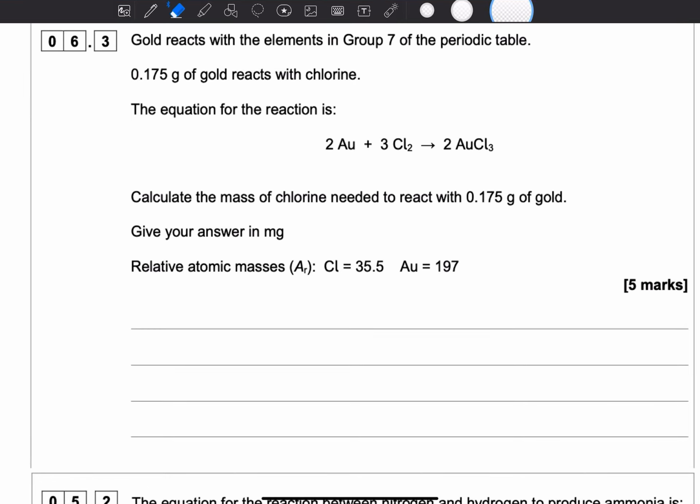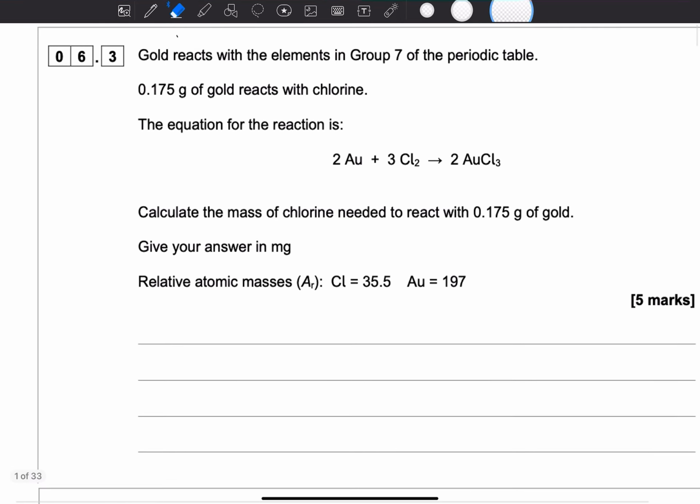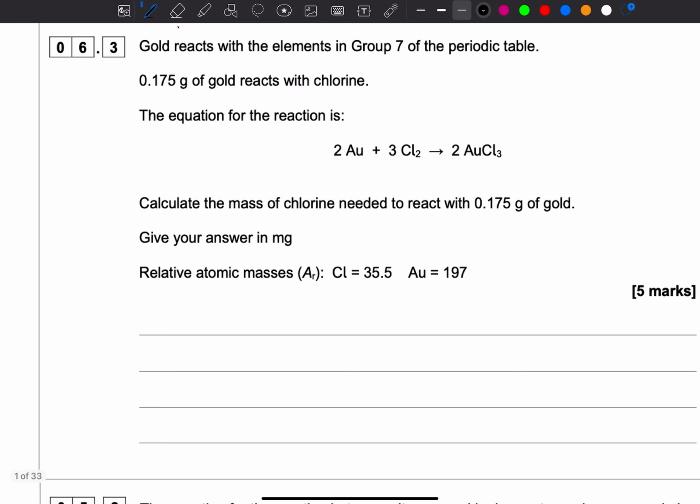Okay, so we got the mass calculation in here. First you need to know what is given: 0.175 grams of gold, that is here. Au is the gold. Then what do they want? They want to calculate the mass of chlorine. Chlorine is just here. Okay, so I'll draw the table.